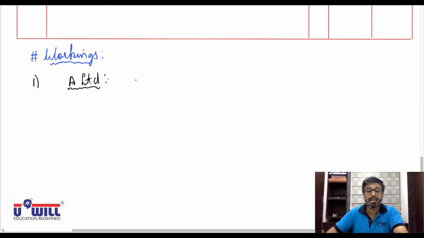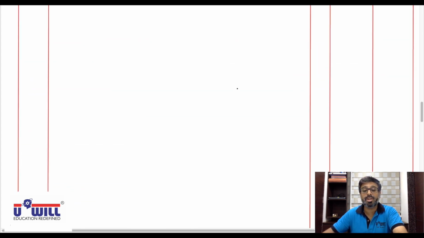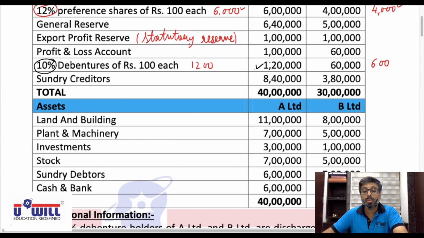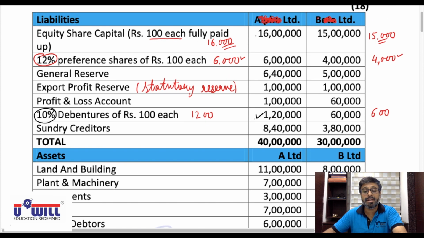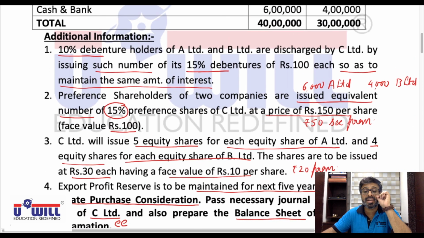The interest they are earning is: debentures in A Limited are 1,20,000, rate of interest is 10%, so interest is 12,000. Presently in A Limited, debenture holders are earning 12,000 of interest. 1,20,000 is the value of debentures, 10% is the rate of interest. 1,20,000 into 10%, 12,000. What is the condition given in adjustment 1?